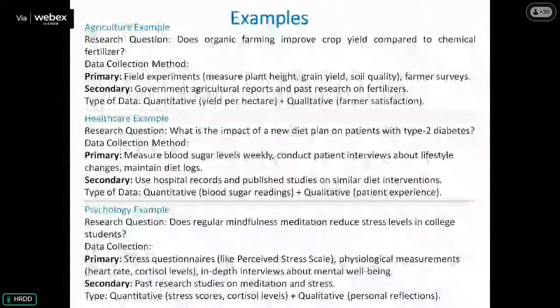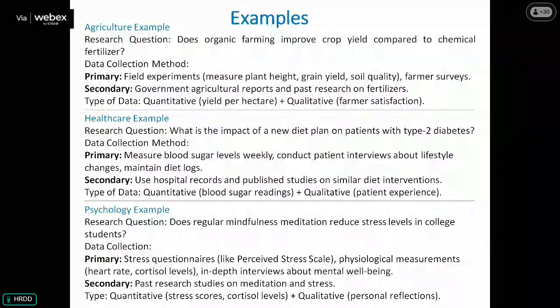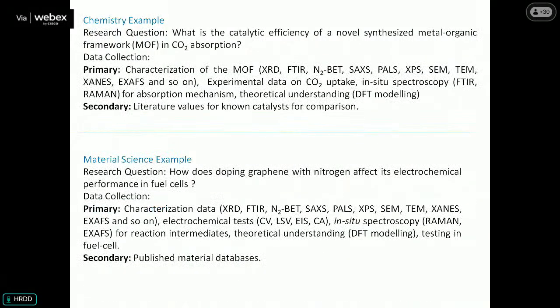So psychology, does regular mindfulness meditation reduce stress level in college students? स्ट्रेस क्वेश्चनियर्स तुम्हें देखना पड़ेगा, साइकोलॉजी मेजरमेंट्स करना पड़ेगा, जैसे वो हार्ट रेट, कॉर्टिसोल लेवल्स, हम लोग बोल रहे थे कॉर्टिसोल लेवल मेजर करेंगे. So those are quantitative. सेकेंडरी में हम लोग पास्ट लेवल, पास्ट कोर्स देखेंगे कि क्या क्या है. So this is how we go about. Then chemistry में आते हैं.